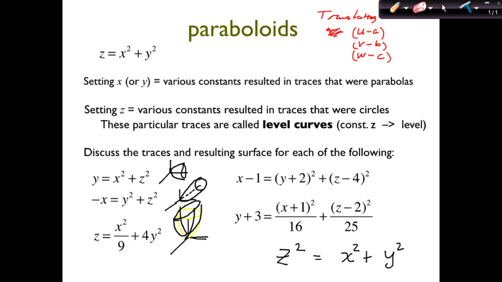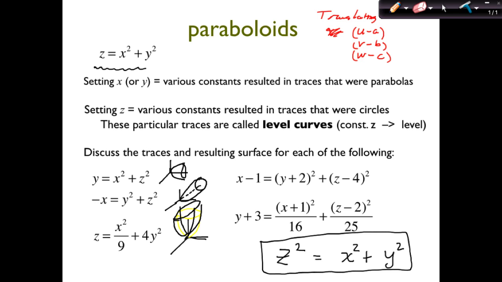So will that be a paraboloid, first of all? No, because it doesn't have this form. Paraboloids have a linear term equal to the sum of quadratic terms. That's what all these did, right? Linear term equals sum of quadratic terms. This is not that. This is a quadratic term equal to the sum of quadratics. So it's going to be something different.